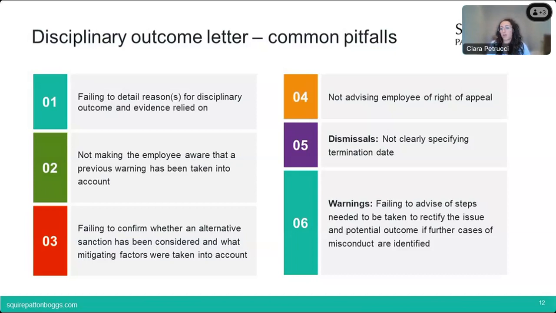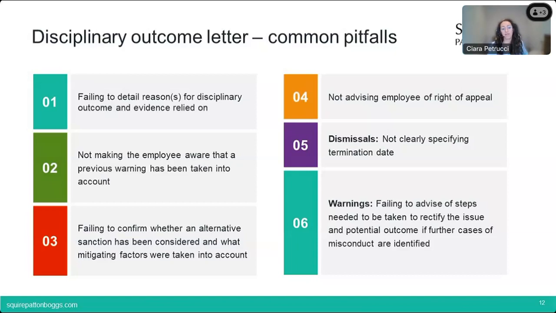So we felt the only option was to dismiss. Or for example, if it's a health and safety issue and it's an organization that takes a really serious zero tolerance approach to health and safety issues, you can say that a final written warning wouldn't have been appropriate because it's so serious. It's just important to give that nod to other sanctions that have been considered.